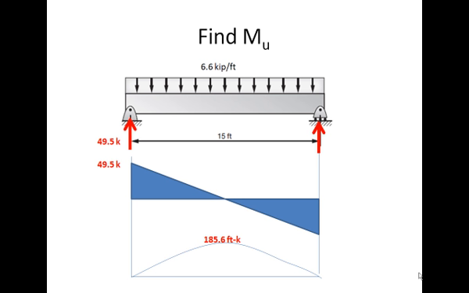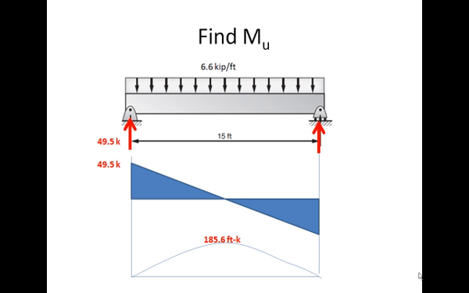The shear diagram goes up to the reaction force of 49.5 kips and then slopes down under the effect of the uniform load for the rest of the length of the beam until it gets to the right hand reaction, in which case the 49.5 kip reaction puts the shear diagram back to 0. The shear diagram crosses 0 out in the middle of the beam.